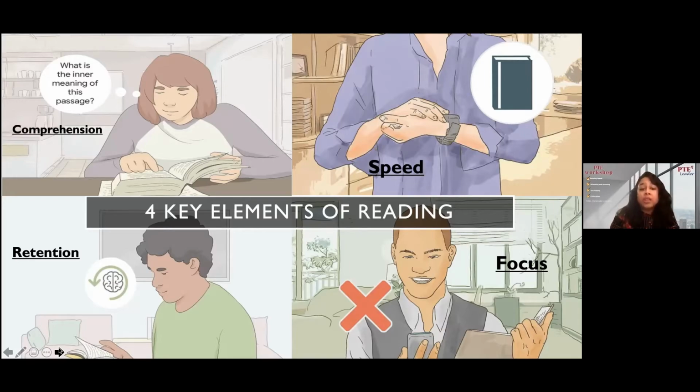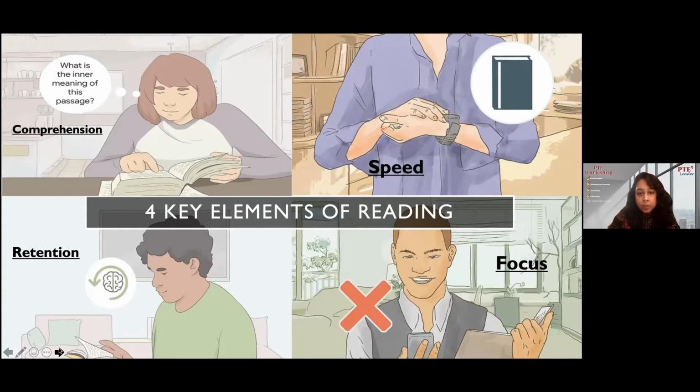So these are the 4 key elements. If you can master all these 4 key elements of reading, you are very secure, or you can be confident in having a good score in reading section. Focus, speed, comprehension, and retention.